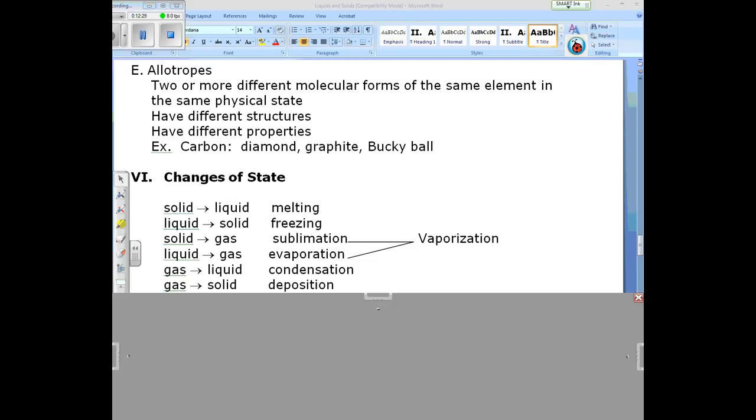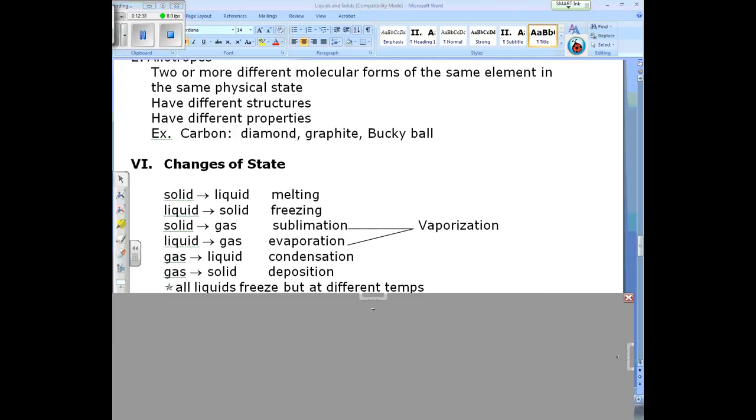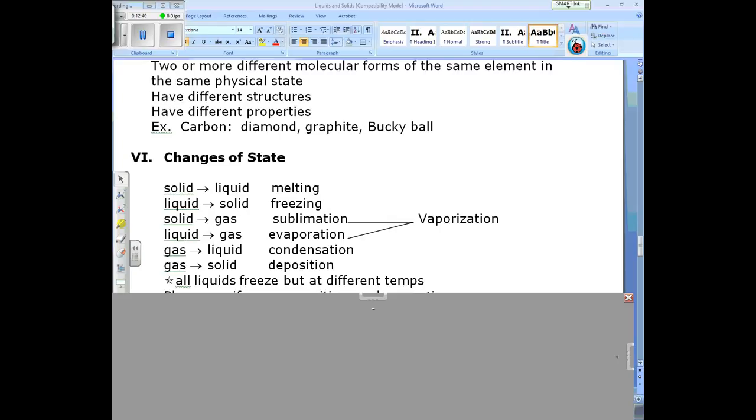So anyway, deposition. That's what's going to happen on the inside of your college refrigerator, and hopefully nothing else. All right. Let's see. All liquids freeze, but at different temperatures. Even antifreeze freezes. Seems weird, doesn't it? But all liquids freeze, and some of them freeze at higher temperatures than water. Some of them freeze at much lower temperatures than water.